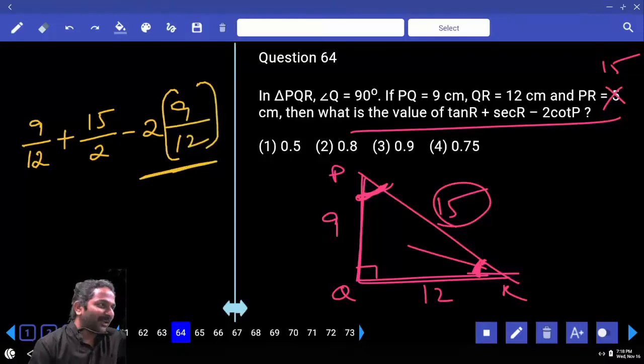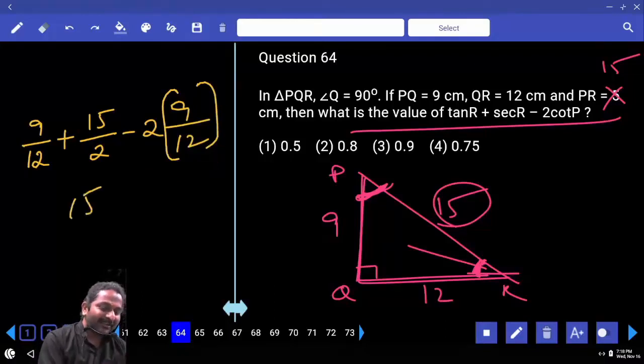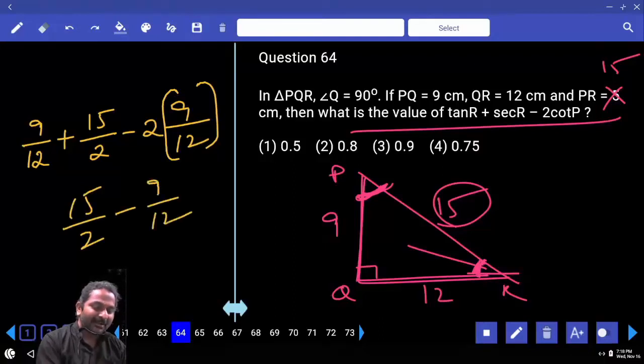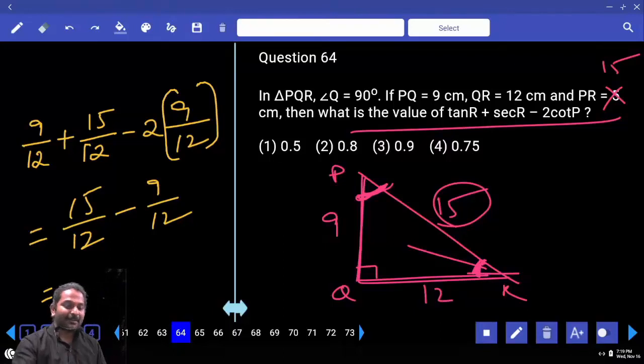2 times negative 9 by 12 we have, and one positive 9 by 12 we have. One gets cancelled. Finally you can write 15 by 12 minus 9 by 12. You can simplify this. Yes, 6 by 12, 0.5. First option.